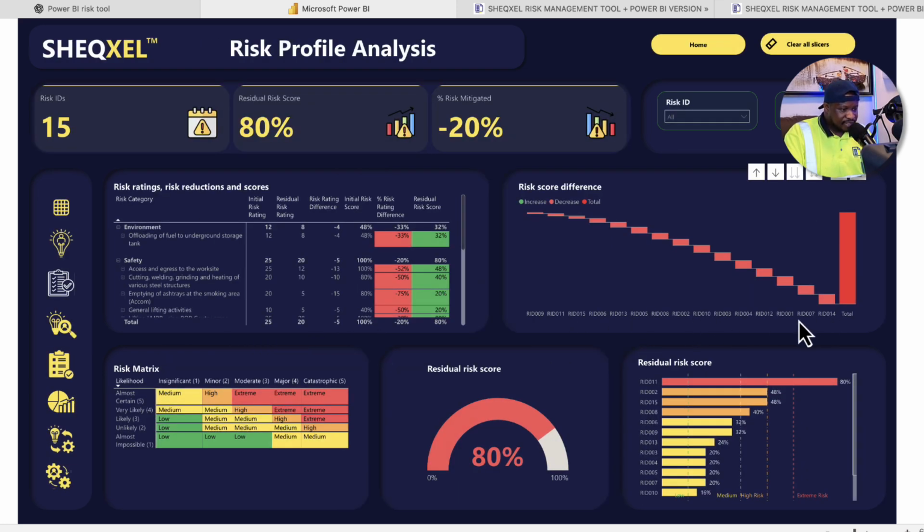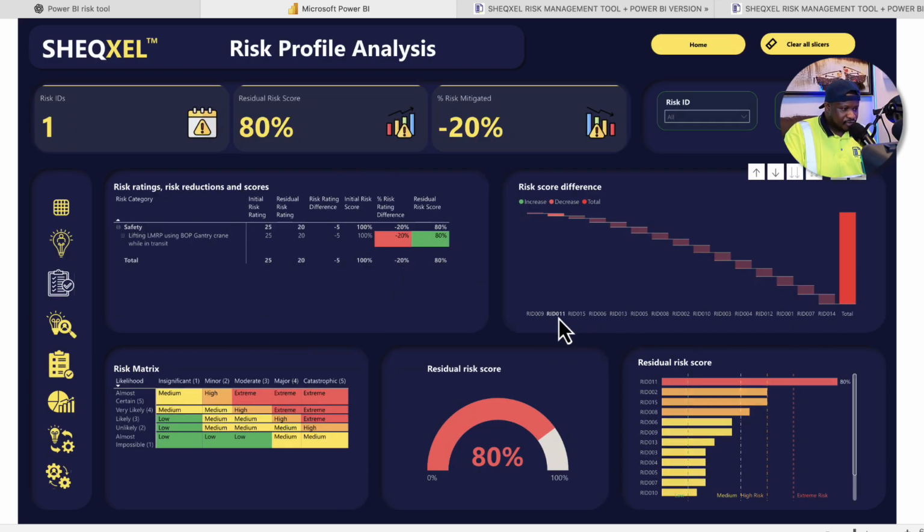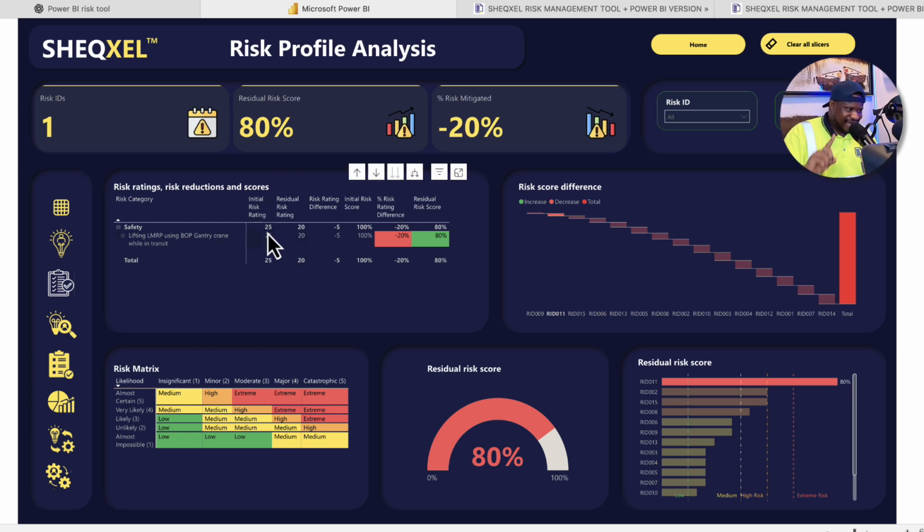So RID 11, RID 00011, you can see here it's lifting lower marine riser pack using BOP gantry crane while in transit. That's a very high risk activity. The initial risk level was 25. That's the extreme, the highest within the risk matrix. The residual risk was 20. After mitigation, it's still 20. The difference of the risk rating is 5, -5.